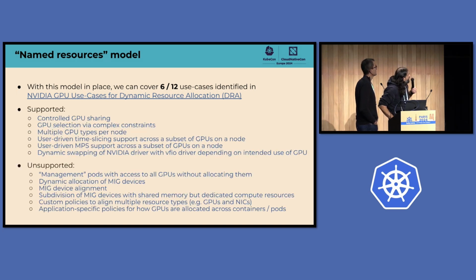In the named resources model that we have put in place today, these are the 6 use cases that are supported, and then those are the 6 use cases that are unsupported currently. I'm not going to go through the details of all of these. You guys can look at the slides later and click through these if you want.